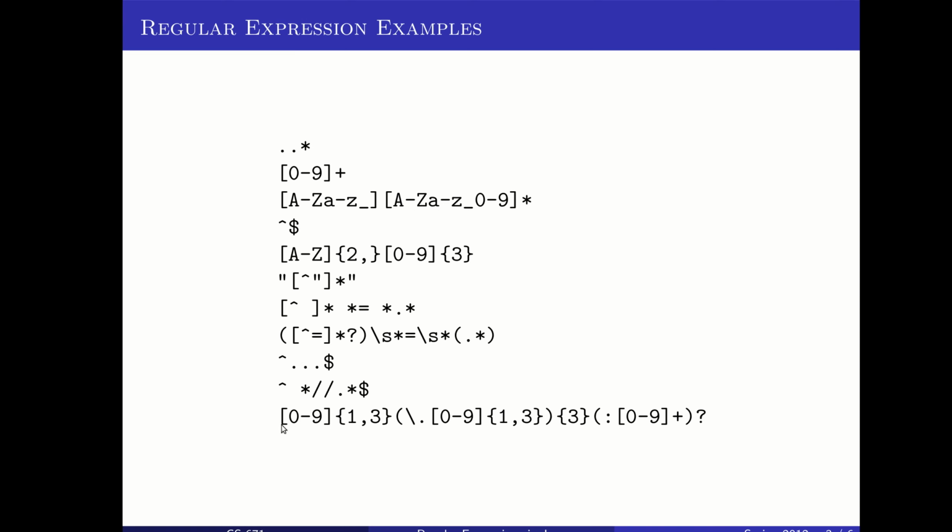Now this one down here at the bottom is perhaps a little bit of an interesting example. It matches anything that's 0 through 9, 1 to 3 times, and then an actual period, 0 through 9, 1 to 3 times, and then it repeats that sequence exactly 3 times, and then it matches a colon and 0 through 9, 1 or more times. And this whole last piece is optional. What this would match is IP version 4 addresses.